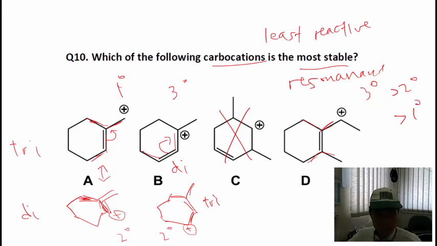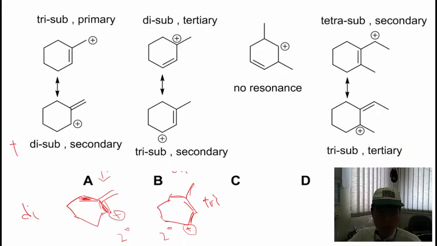That was a tetra-sub with a secondary carbocation. There was a tri-sub with a tertiary carbocation. Okay? So you compare primary, secondary, tertiary, secondary. This guy loses, so it can't be A. Then B is tertiary, secondary. D is secondary and tertiary. Same, right? It's a draw.